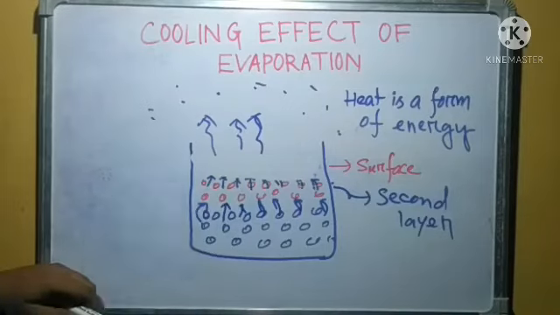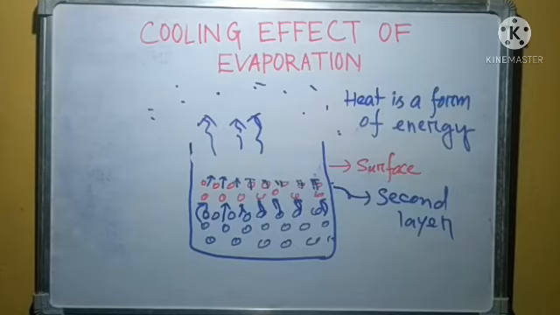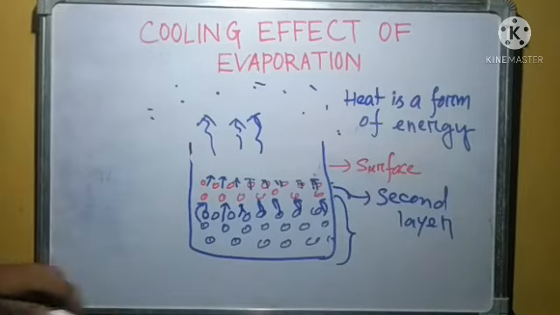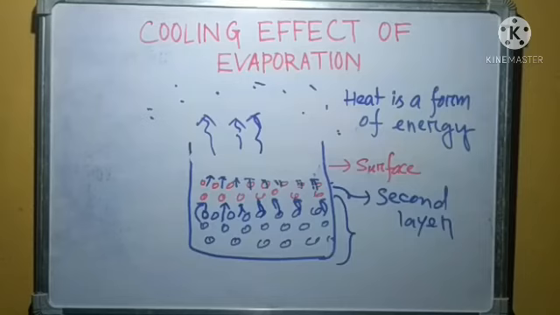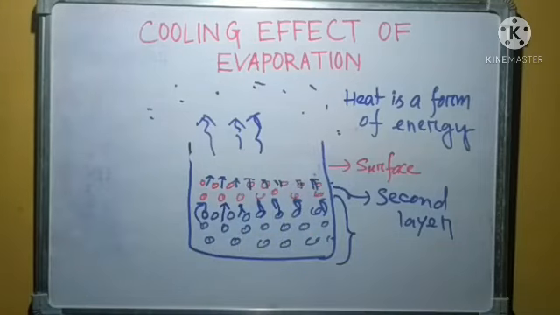Now what happens, since the particles at the surface are gaining energy from the particles below them? The particles at the surface will always be fewer than the number of particles below the surface. So the maximum number of particles will be present below the surface. In every case, the number of particles below the surface is higher than the number of particles at the surface.